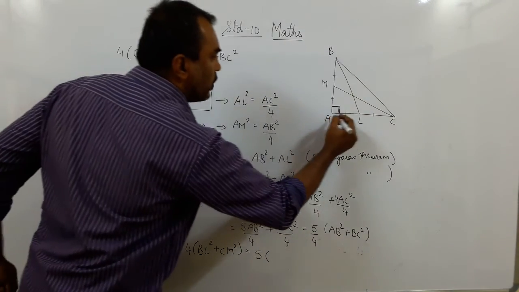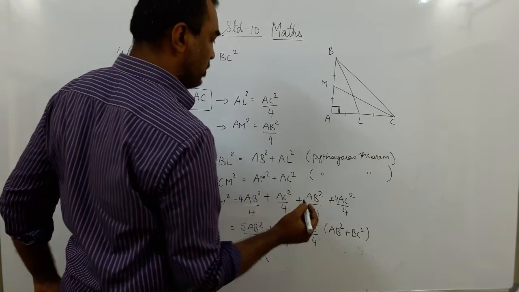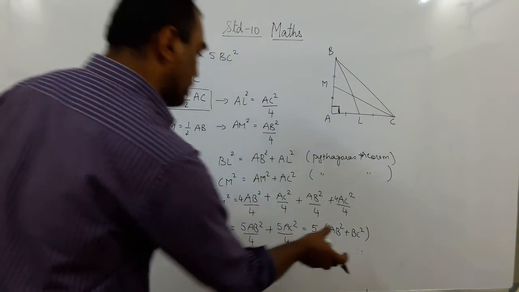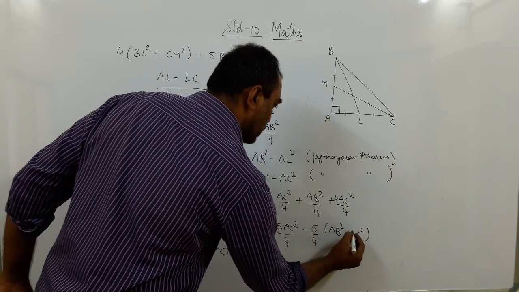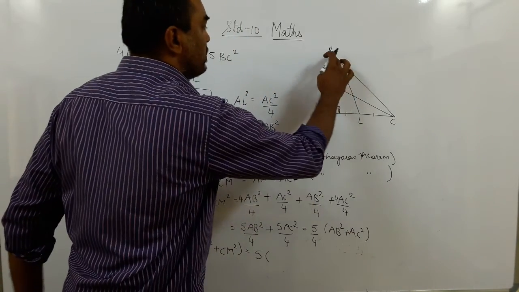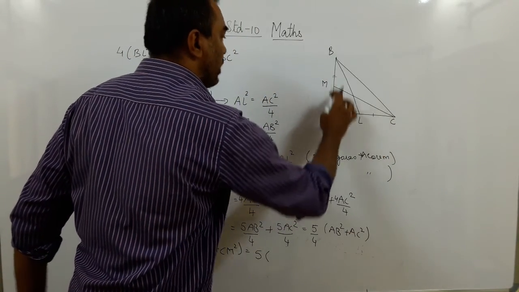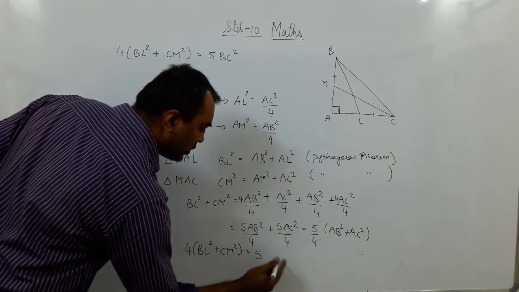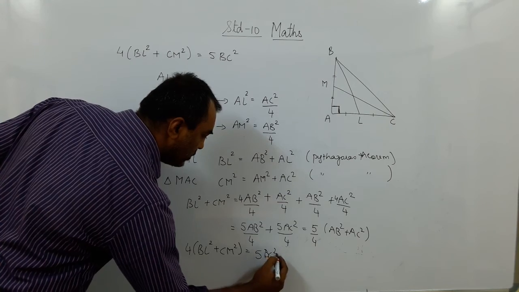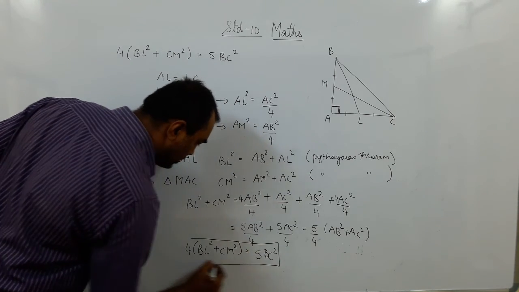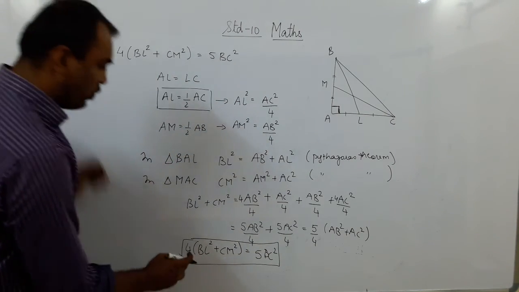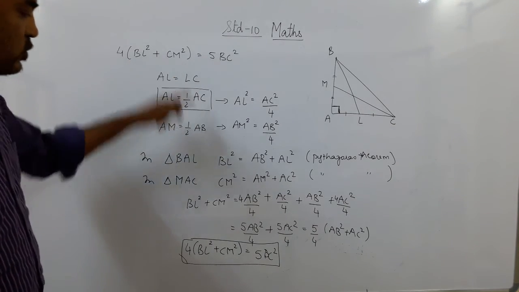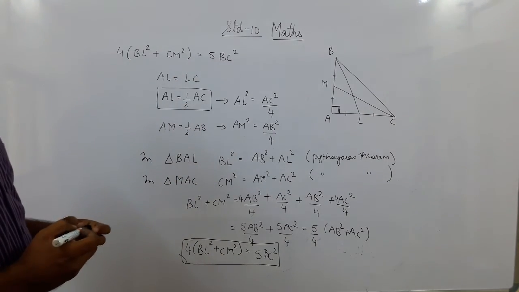Now what is AB square plus AC square? Sorry, I made a mistake. It's AC square. So A is the right angle. What is AB square plus AC square? AB square plus AC square is BC square because it is the Pythagoras theorem, right angle triangle. So I have proved this result: 4 times BL square plus CM square equals 5BC square.